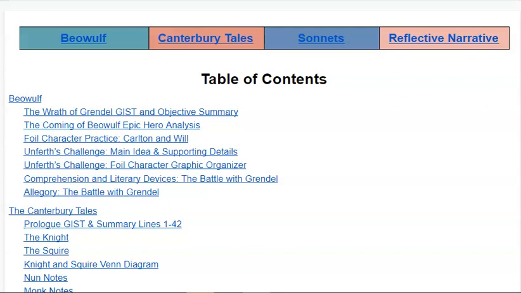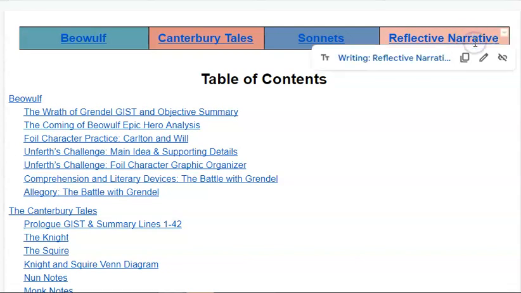Hey guys, so what we're doing right now is we are going to be looking at the reflective narrative. That's what we're going to start today. So I'm going to show you in your notebook how to get to that, and then we're just going to talk about what the reflective narrative is and the different parts of it, because you're probably going to be doing a little bit different from what you're used to.